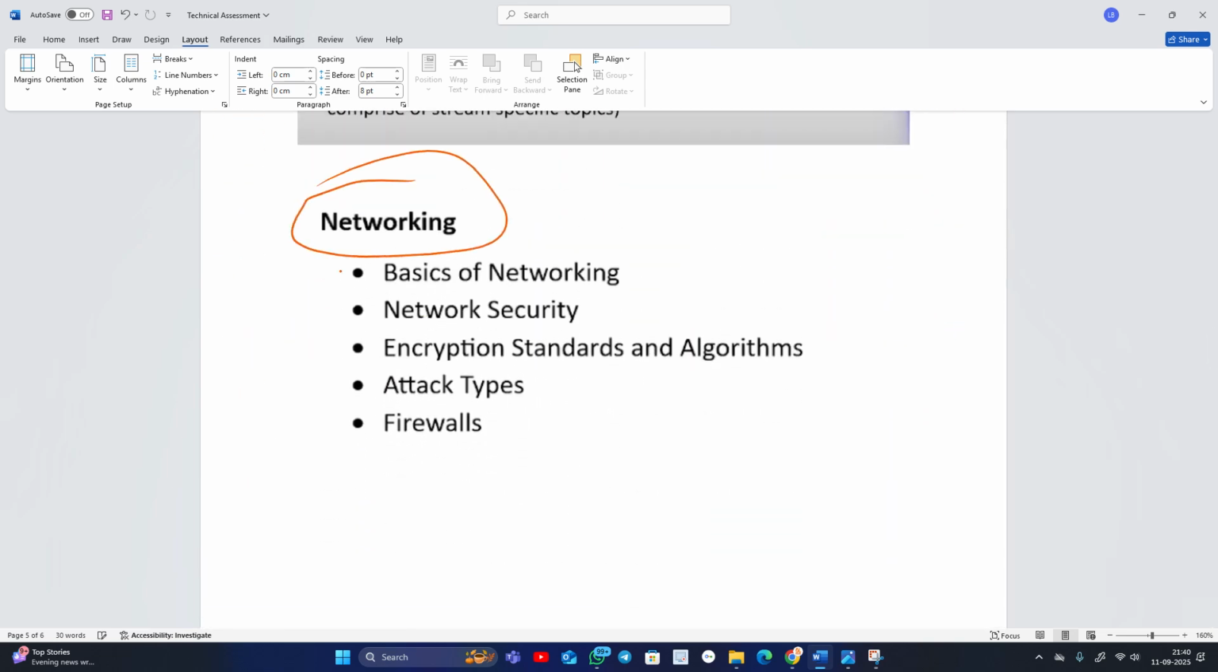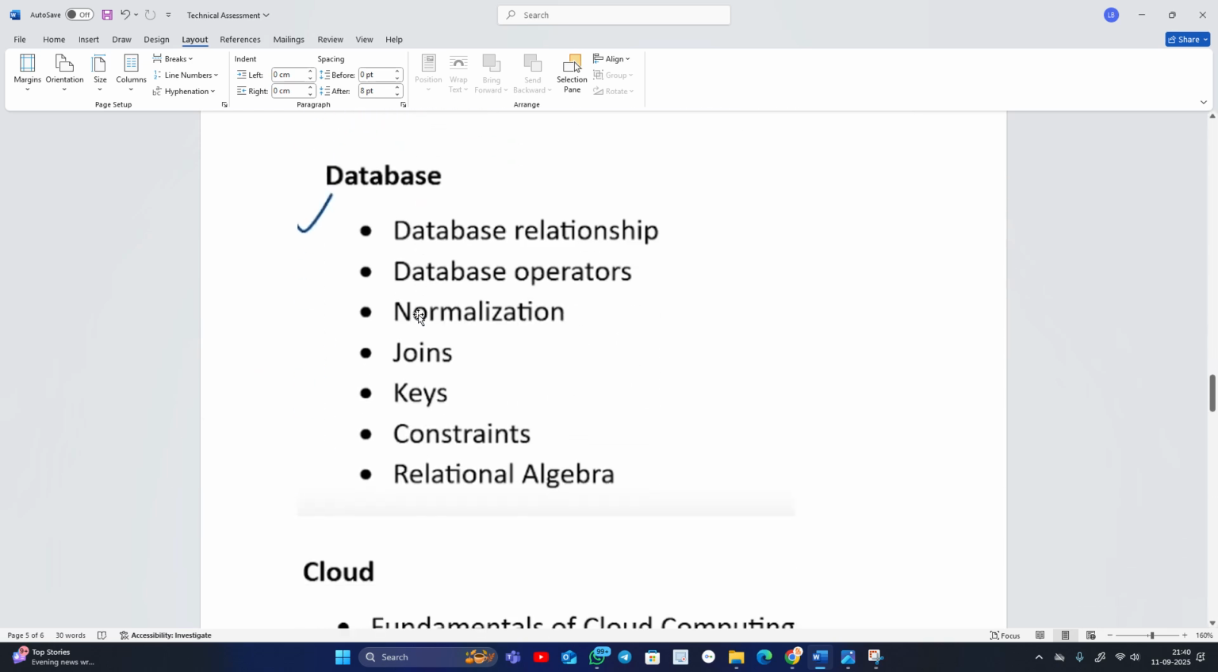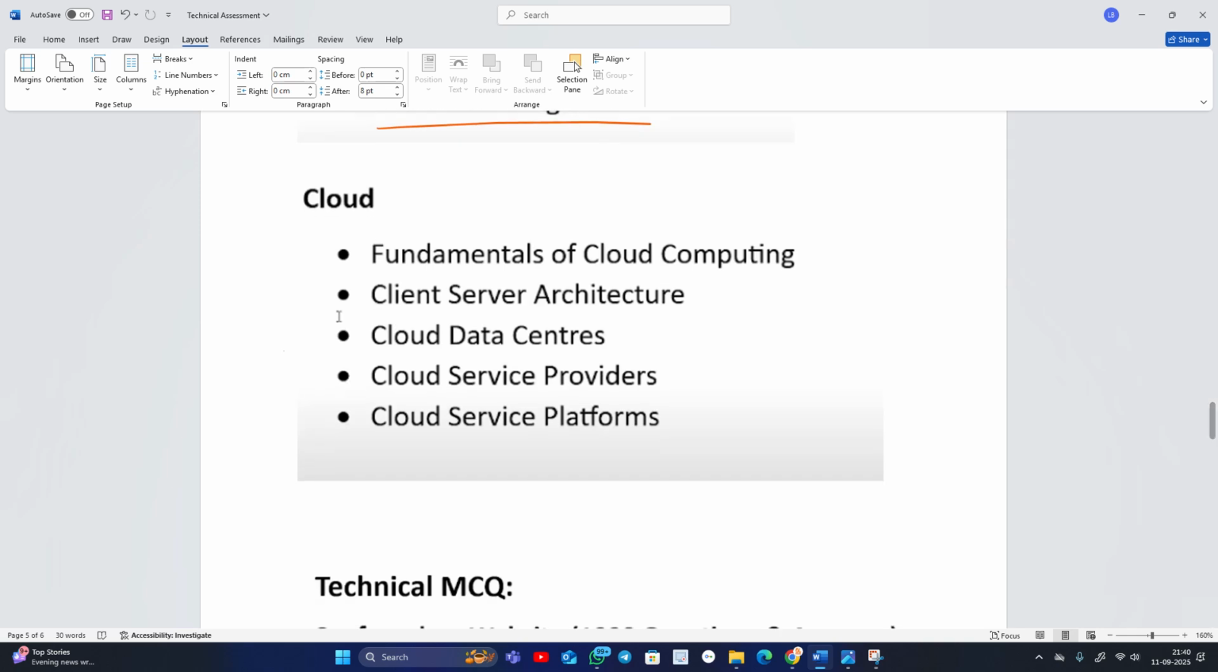In networking, you can expect basics of networking, network security, encryption, standard algorithms, attack types and firewall. Next is the database: relationships, database operators, normalization, joins, keys, constraints, relational algebra. And in the cloud: fundamentals of cloud computing, client-server architecture, cloud data centers, cloud service providers, cloud service platforms.